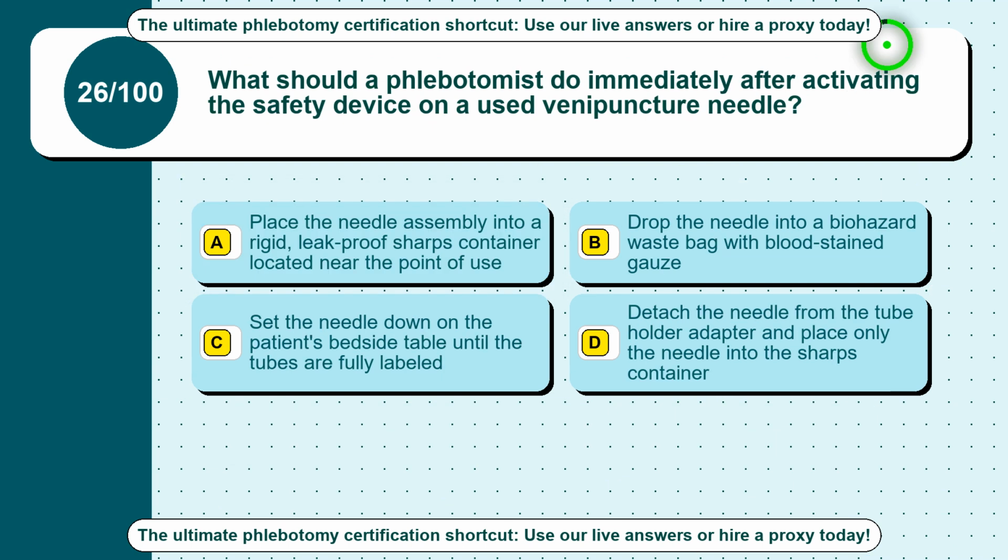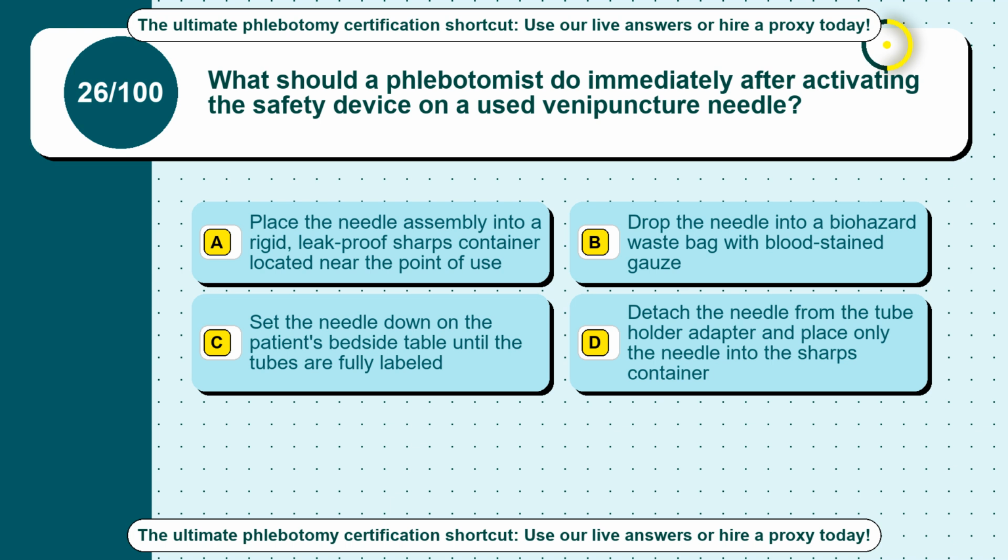Question 26. What should a phlebotomist do immediately after activating the safety device on a used venipuncture needle? Option A. Place the needle assembly into a rigid, leak-proof sharps container located near the point of use. Option B.